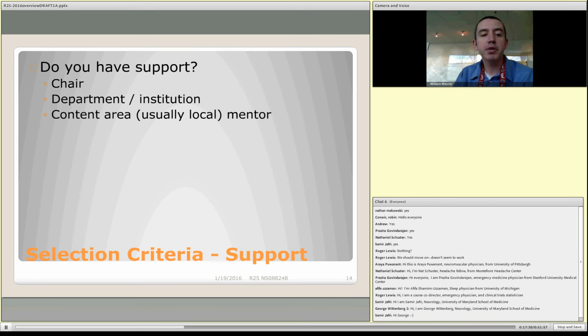And this is part of the application. Do you have support of your chair, your department or institution? And we put a little bit more emphasis this year on the content area, which is usually having some local mentor who would be helping you with the disease area.